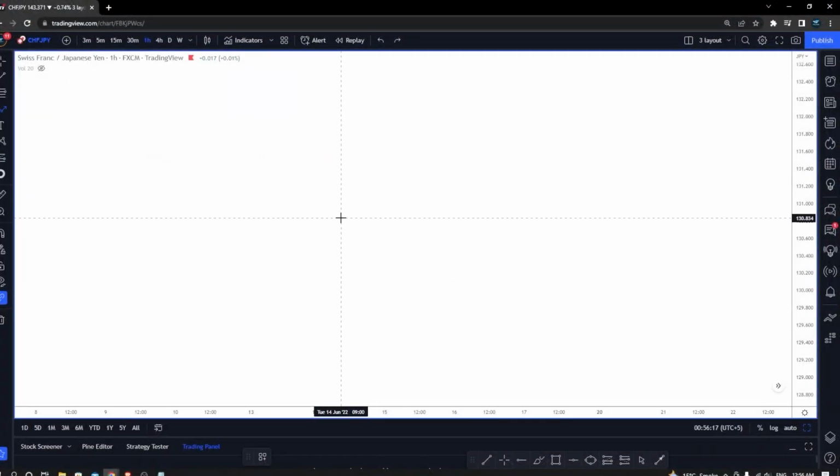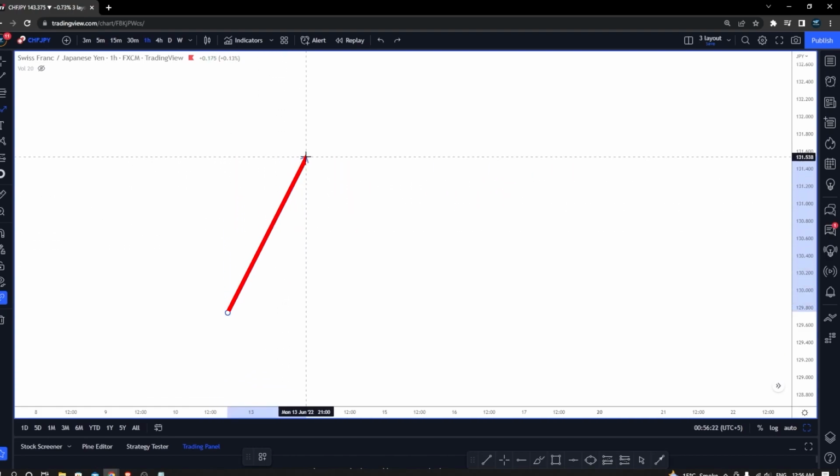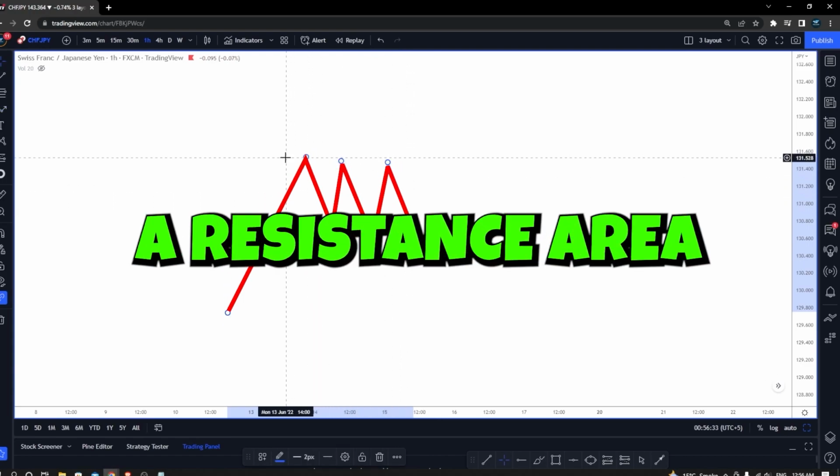So here is how we are going to use this strategy. During the Asian, London or New York session, we need a move up and we need the market to make a high right here, and once we make a high, we need at least 3 touches at this high, and we normally call it a resistance area.